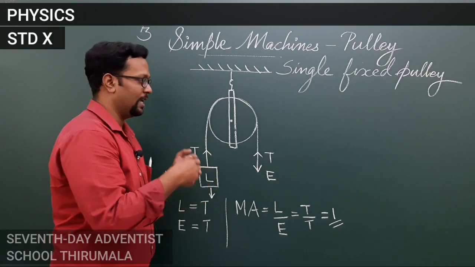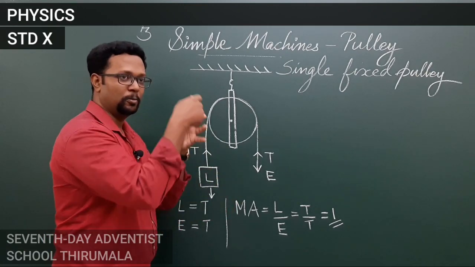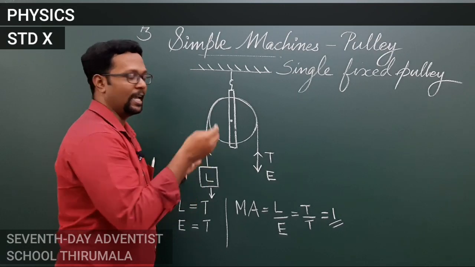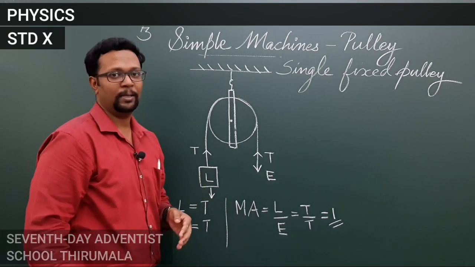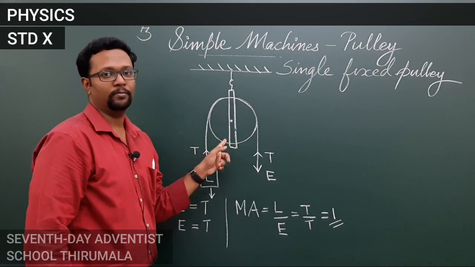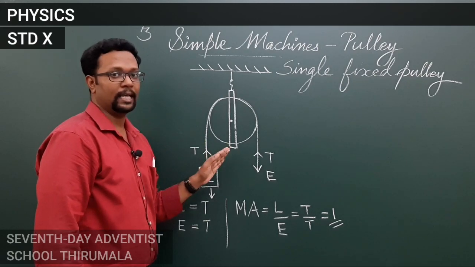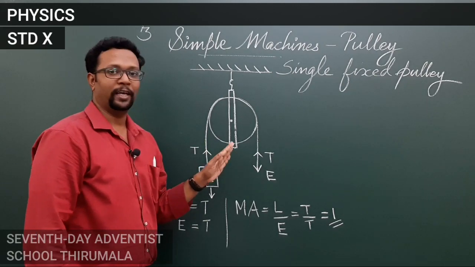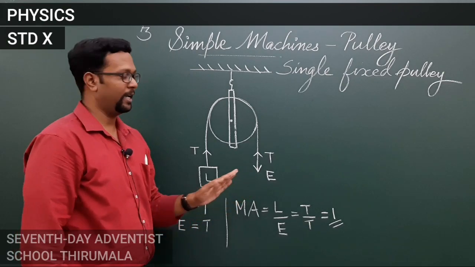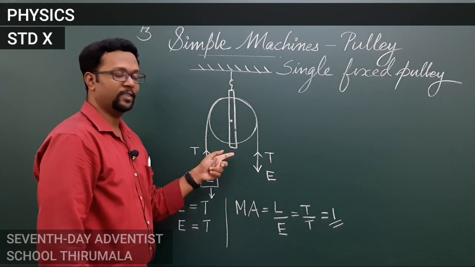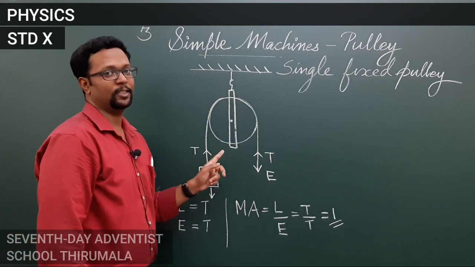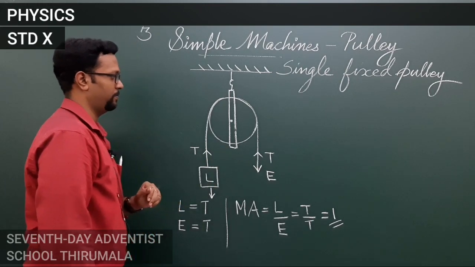So it is easier to pull something in the downward direction, and in that case we use a single fixed pulley. So we are not using it as a force multiplier, or as a speed multiplier, but we are using a single fixed pulley to change the direction of application of force.